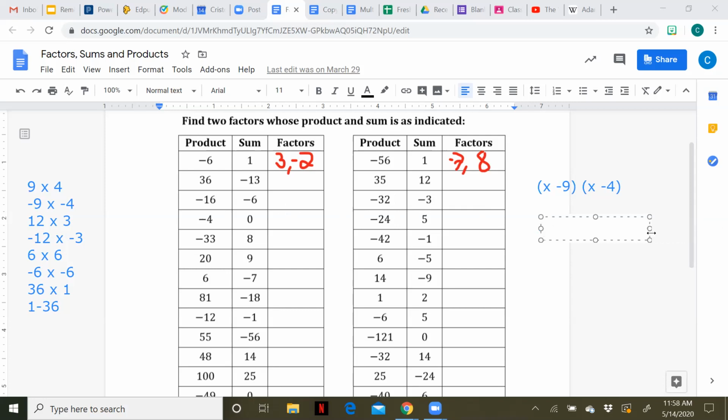What can we multiply to equal -32? So we've got 8 times -4. Yep. Or -4 times 8. Or what else?